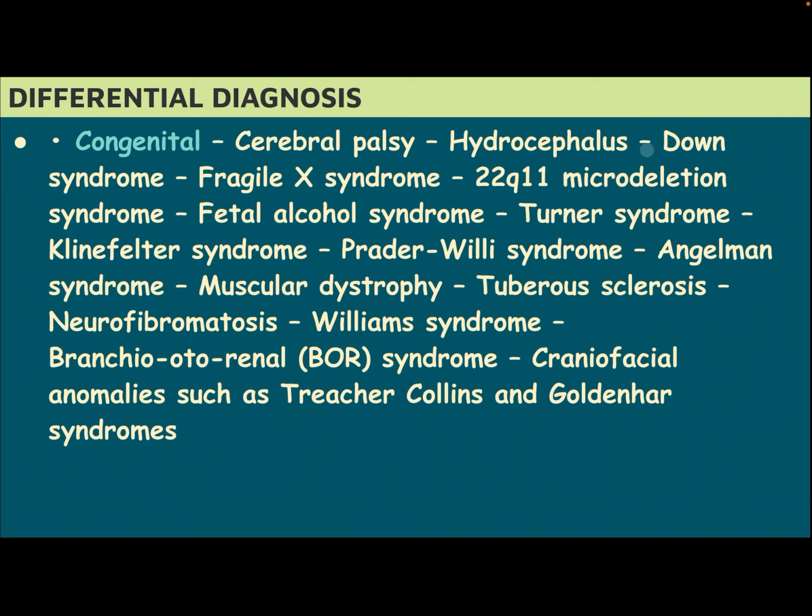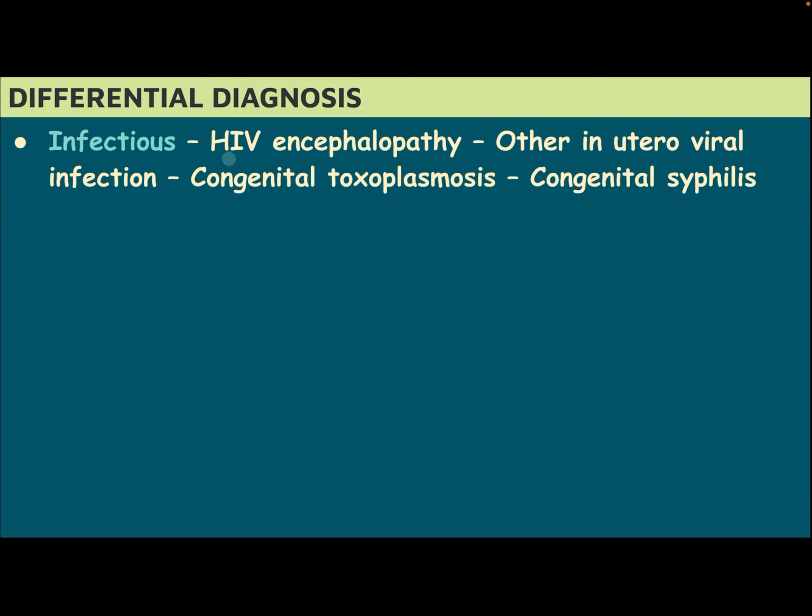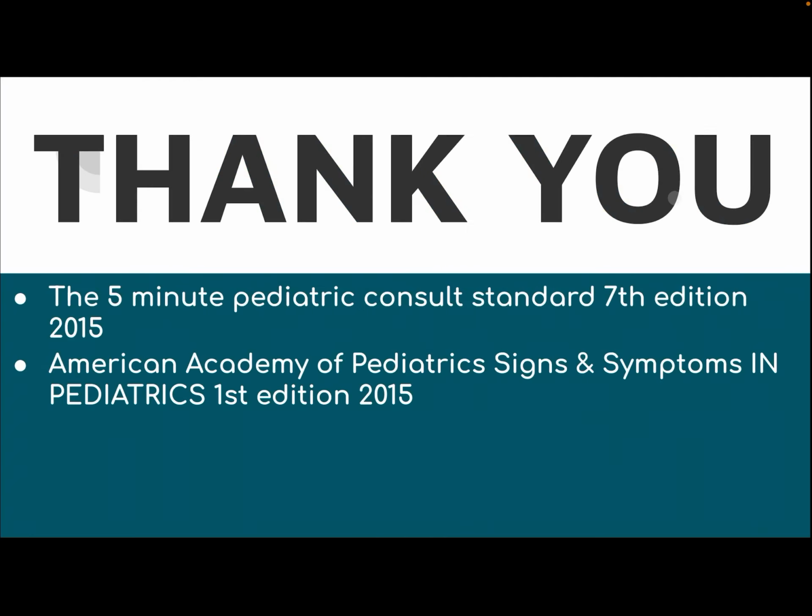Congenital causes like cerebral palsy, hydrocephalus, Down syndrome, Fragile X, DiGeorge, fetal alcohol syndrome, Turner, Klinefelter, Prader-Willi, Angelman, muscular dystrophy, tuberous sclerosis, neurofibromatosis, Williams syndrome, branchio-oto-renal syndrome, and craniofacial anomalies such as Treacher Collins and Goldenhar syndrome. Nutritional causes: malnutrition and iron deficiency anemia. Infections: HIV, encephalopathy, other in utero viral infections, congenital toxoplasmosis, and congenital syphilis.